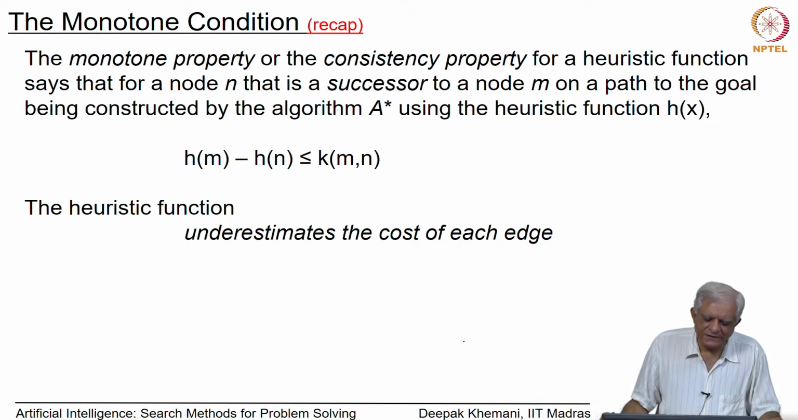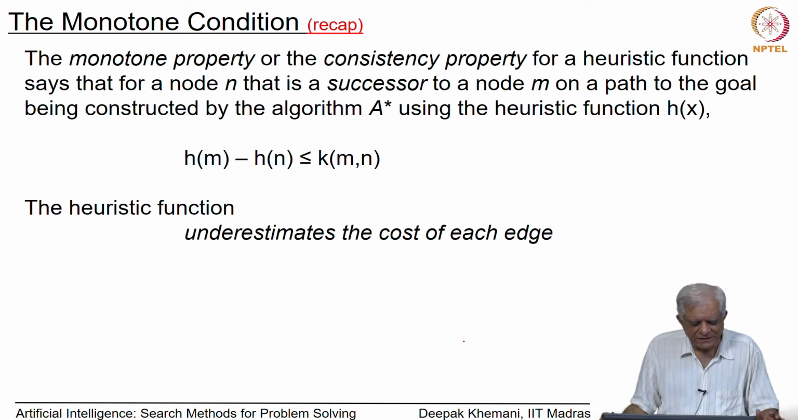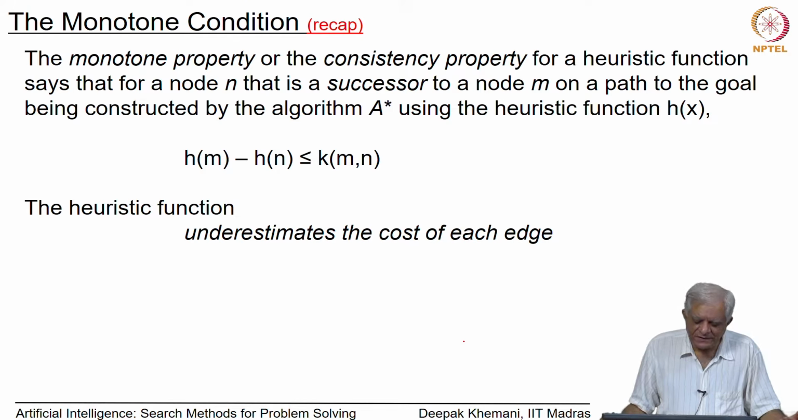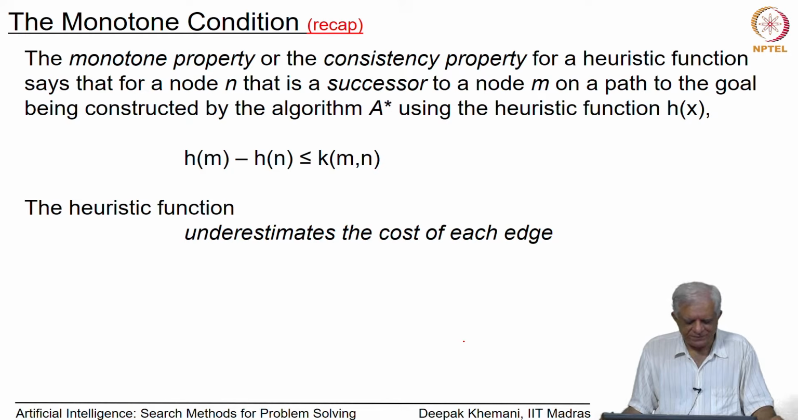We also studied this monotone condition. The monotone condition or the monotone property says essentially that the heuristic function underestimates the cost of every edge, and this is expressed by the inequality that if n is a successor of m on some path, and in particular on the path to the goal, then h of m minus h of n is less than the actual cost, which means the difference in heuristic values is less than the actual cost. So, it underestimates the actual cost essentially.